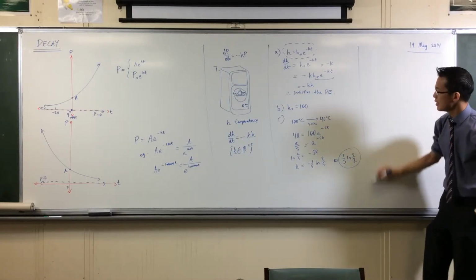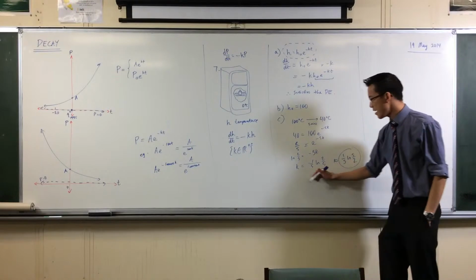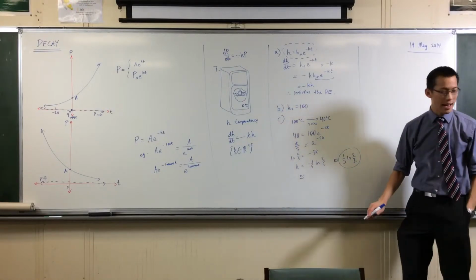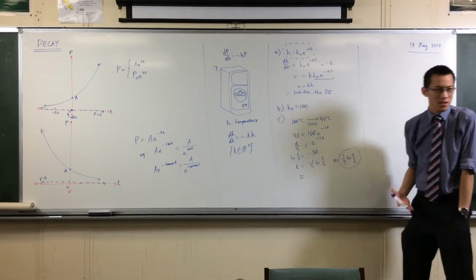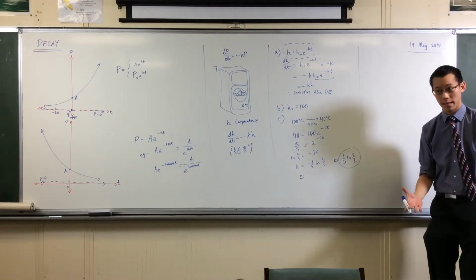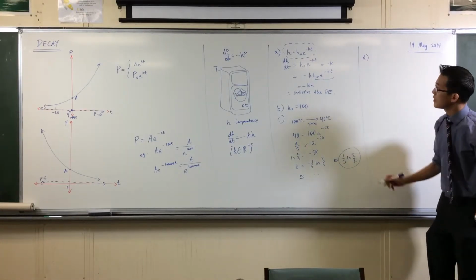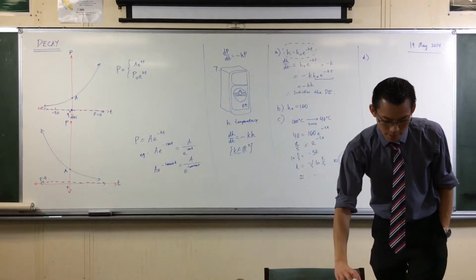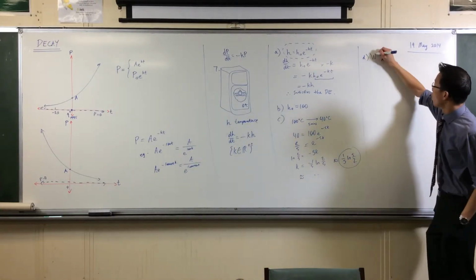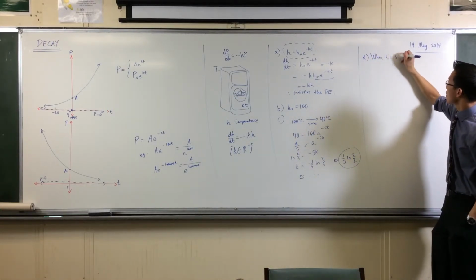Okay? So there's my value for k. You could stick it into your calculator and get a decimal out, but there's not really much to gain there anyway because you want something exact. Part D. I think they want to know the temperature after 15 minutes. Yeah? Okay. So that's the temperature.